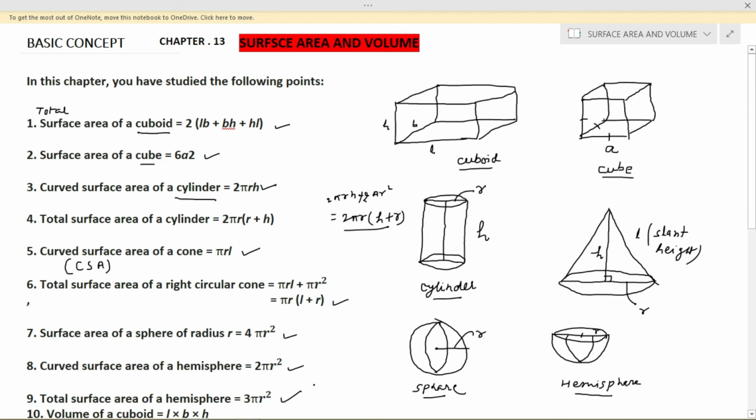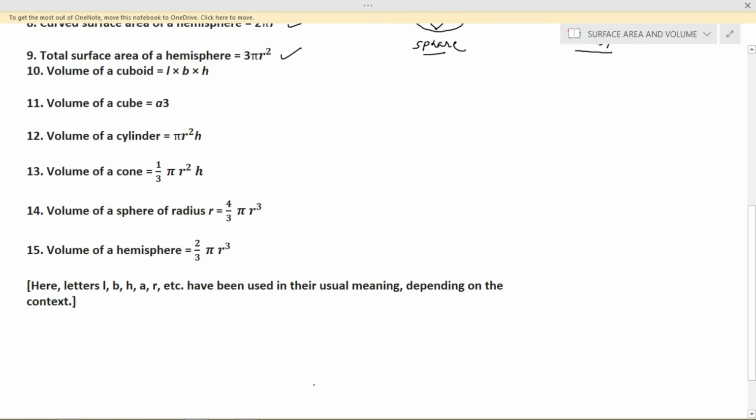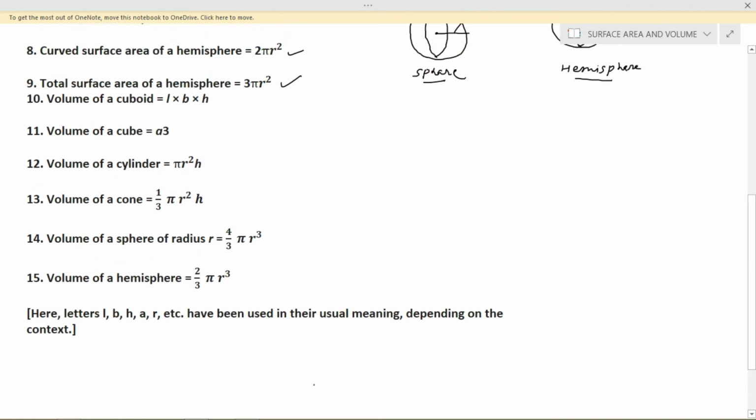Okay, so this is all related to the surface area of solids, whether it is cube, cuboid, cylinder, cone, sphere, or hemisphere. Now if we think about volume, we have more relations related to volume. To learn the formulas, you already know from the beginning, we studied in class 7 and 8 also, that the volume of a cuboid is L into B into H. Volume of a cube is a cube. Volume of a cylinder is pi r square H, and the volume of a cone is 1/3 of the volume of a cylinder, so 1/3 pi r square H.